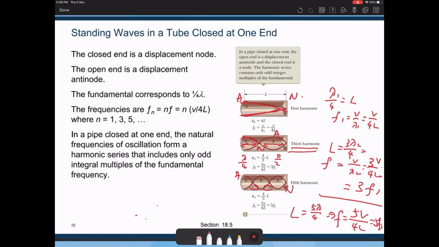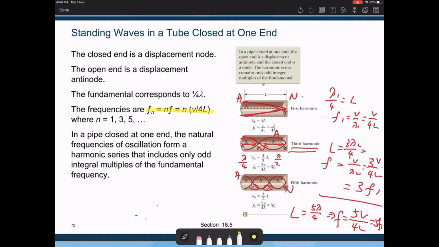So you see that in this case, where there is a tube open at one end and closed at the other, the standing wave frequencies supported, or resonant frequencies, are in the form N times V over 4L, where N is not simply integers, but odd integers. They are odd integers.